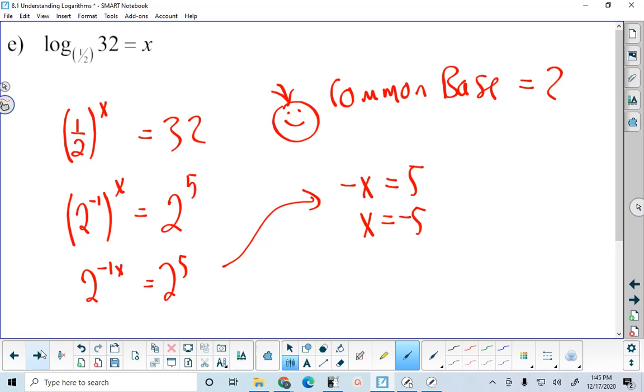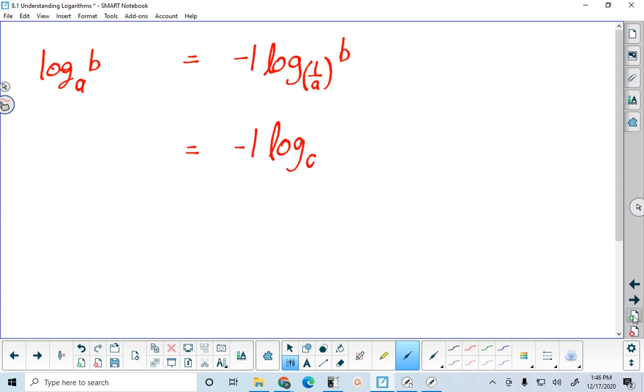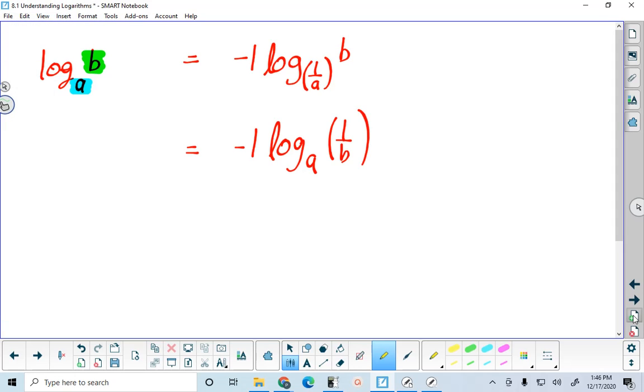This is the last question, is it? Yeah. You wouldn't use this rule on an exam, but if you want to figure out what log base a of b is, it turns out that that's the same as -1 times log base 1 over a of b. And it turns out that that's -1 times log base a of 1 over b. There's another little rule here. What I am telling you is that if you reciprocate either the base or the argument of a logarithm, then you can multiply the result by -1 and get the same thing.